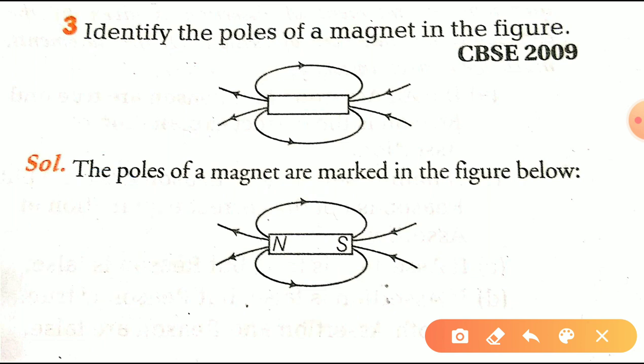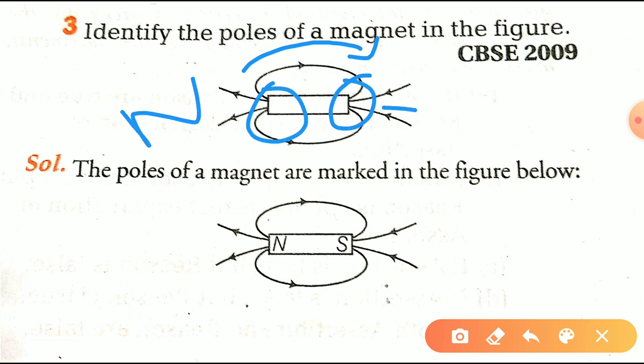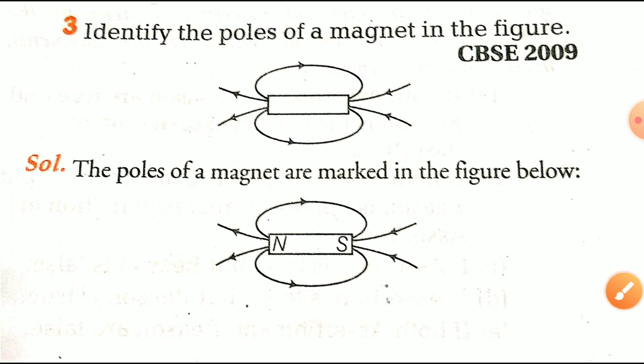So here you can see it is flowing from here to here. North to south means definitely this point will be north, and this point will be south. Here you can see north and south. So you should remember that the flow lines will always be from north pole to south pole.